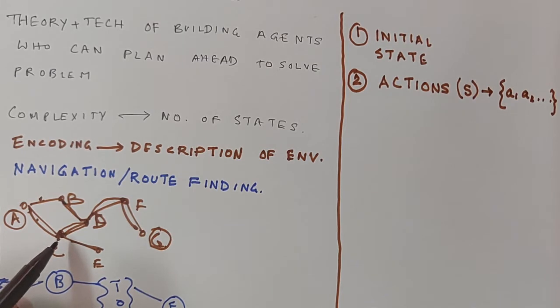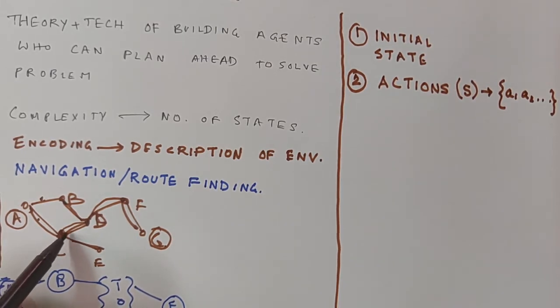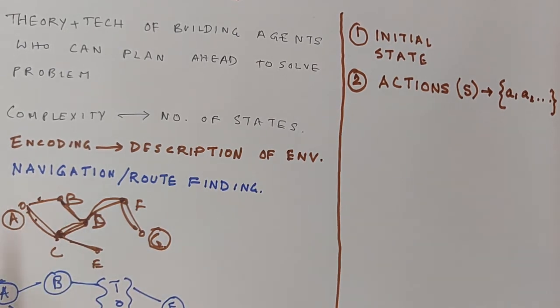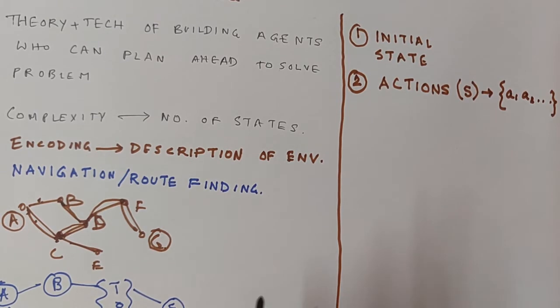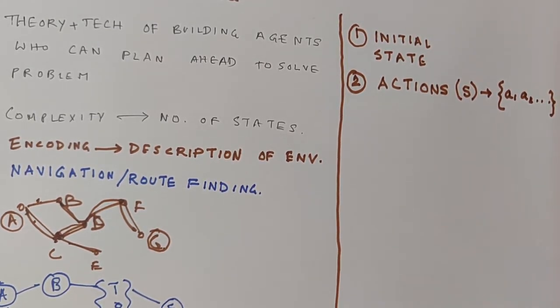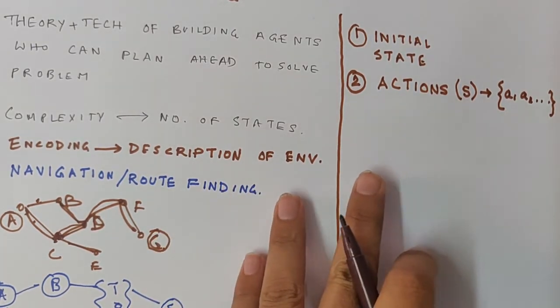From C, there are three possible actions: I can move to D, I can move to E, I can move to A. This is the work of the actions function. It takes state S and gives me a set of possible actions that the agent can execute when the agent is in the state S.